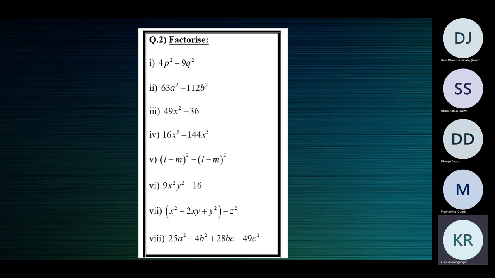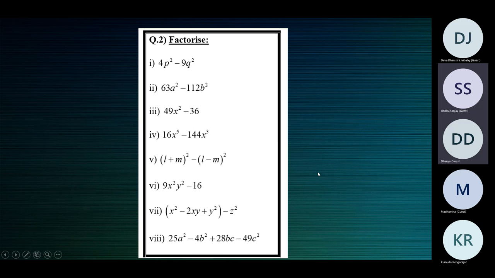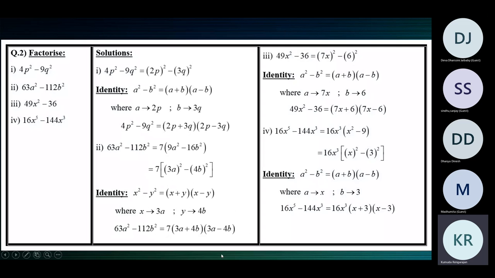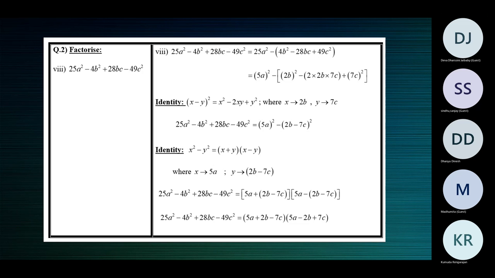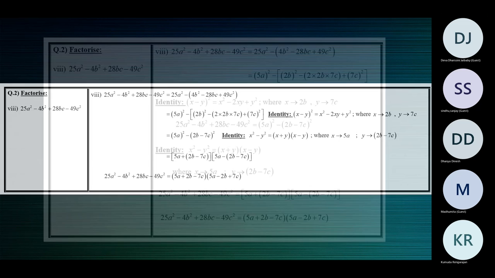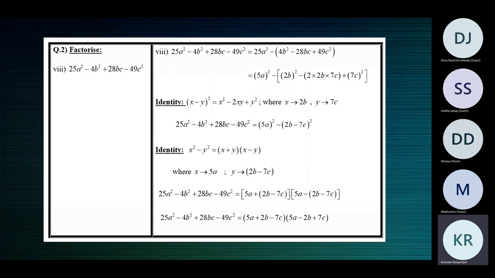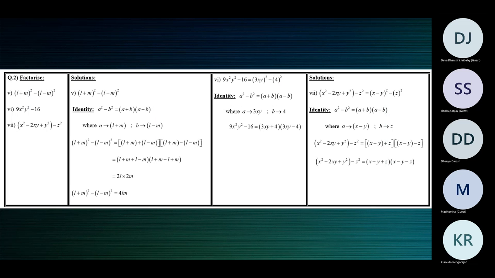So the first one, children, factorize 4p squared minus 9q squared. No, I think we finished this also. Yes, ma'am, we finished the fifth question, ma'am. We have taken screenshots of all the questions. No, we finished the eighth one also. I remember telling you to write the identity beside. Yes, ma'am, that particular step. No problem. We can just revise again.